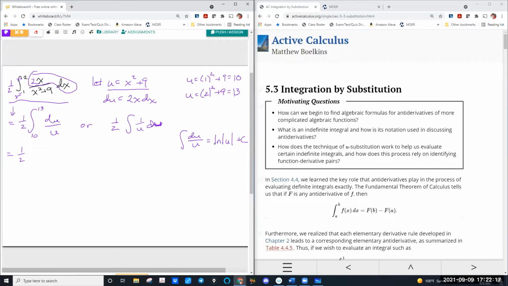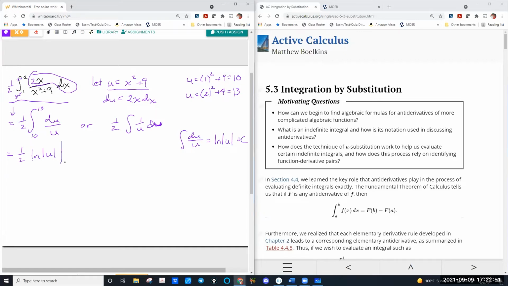The reason is because 1 over u is defined for all reals except 0. Natural log of u is only defined for positive numbers. So to make these actually match up, we use the absolute value. We don't need the absolute value in this one because we're going to be plugging in numbers that are already positive, but it's not going to make it wrong either. All right, so if you did put in the absolute value, that's not a problem.